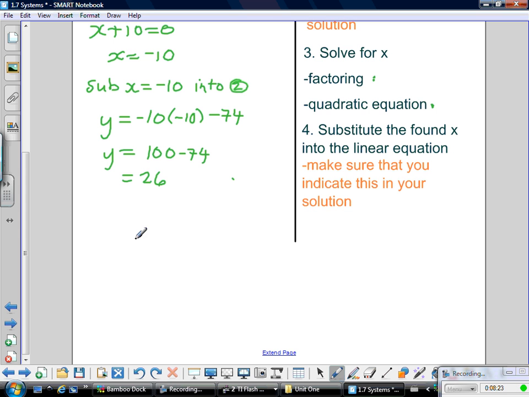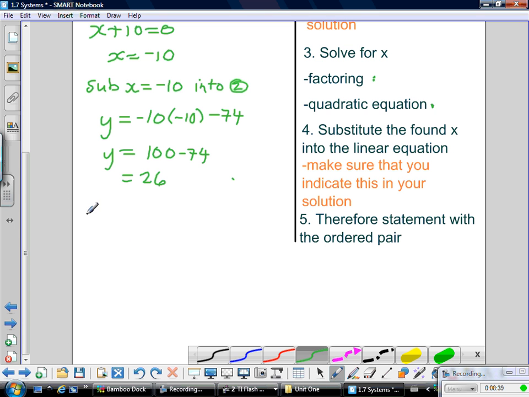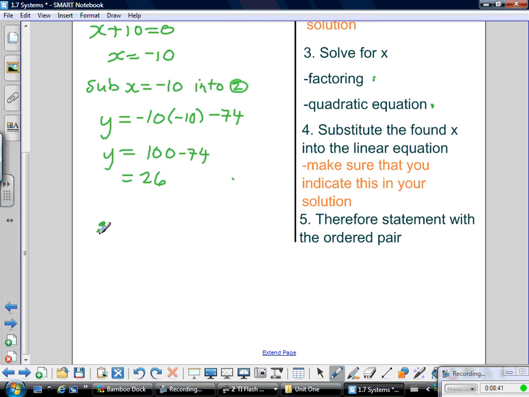So I'm almost finished. I have one more step to do, and that is to put a therefore statement that contains the ordered pair, because that is the actual solution. So what we're going to do is write therefore, and you don't have to put anything other than therefore and then the ordered pair: negative 10, positive 26. All right, so that's not too bad.